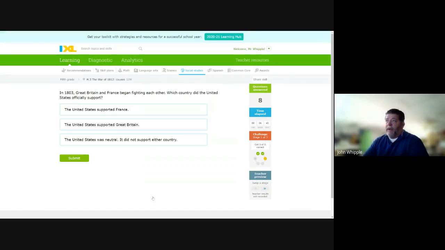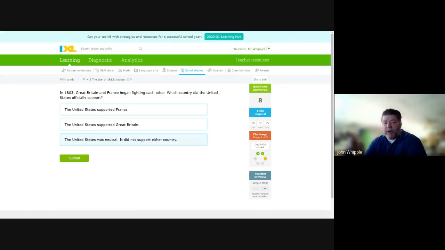All right. In 1803, Great Britain and France began fighting each other. What country did the United States officially support? France, Great Britain, or neutral? This is a really important point for this time period. When George Washington became president, we had promised France during the American Revolution that we would always fight for them on their side. They help us beat Britain, we would always be France's friend.